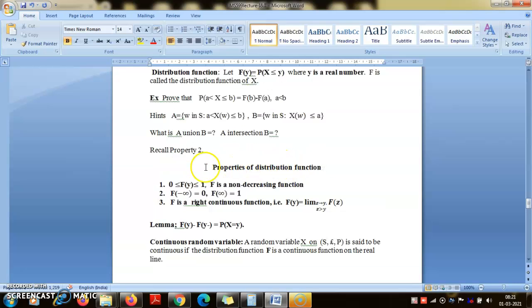Now I come to some properties of this distribution function, that is probability X less than or equal to y. It is non-negative valued, obviously, because it is a probability, and it cannot be more than 1, because we have also shown that probability cannot exceed 1. So F(y) is a number between 0 and 1. And now comes the first property, it is non-decreasing. That means if you take two numbers y1 and y2 where y2 is more than y1, then F(y1) cannot be more than F(y2).